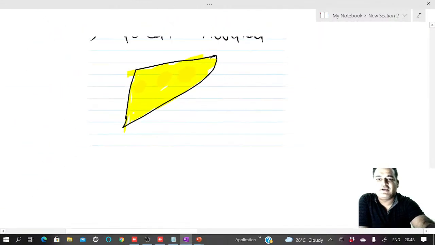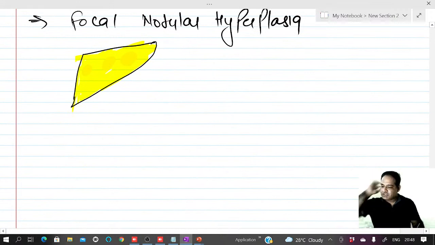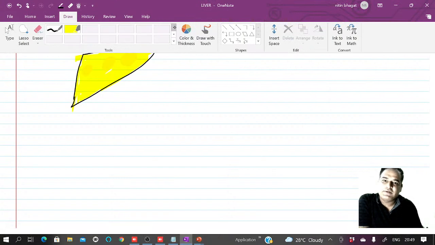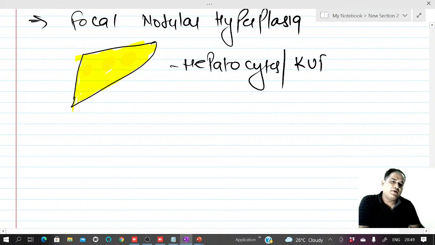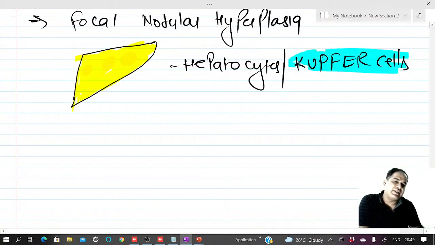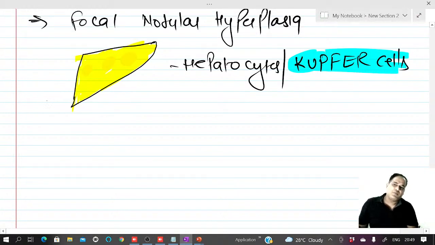Fine. There are some areas where there is too much of liver tissue. Understand this in simple terms. So this area has got hepatocytes, but most importantly, this area has got reticuloendothelial cells, that is the Kupffer cells. They are not present either in hepatic adenoma or in hepatocellular carcinoma. So that is what differentiates focal nodular hyperplasia from other benign tumors.